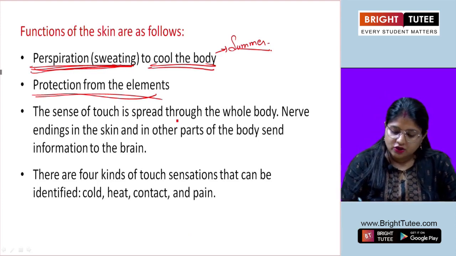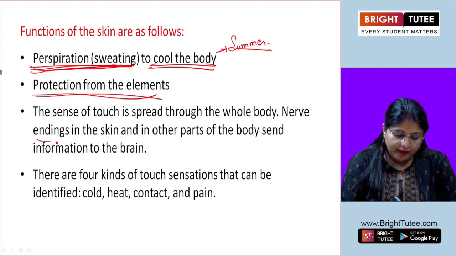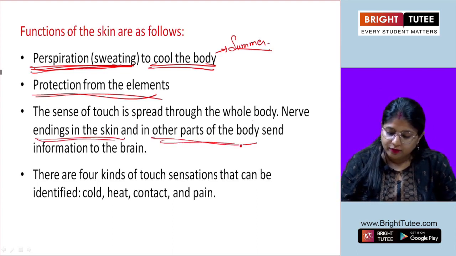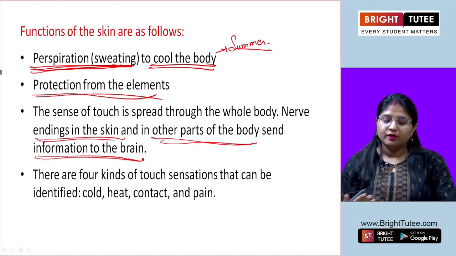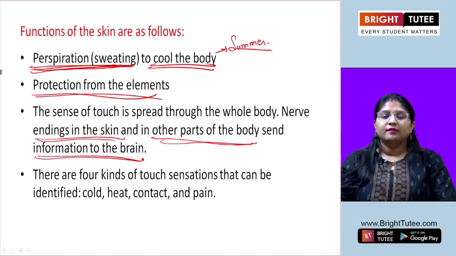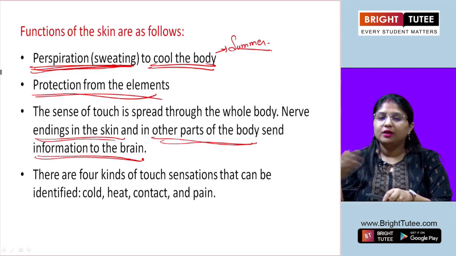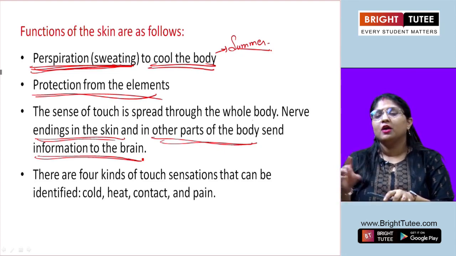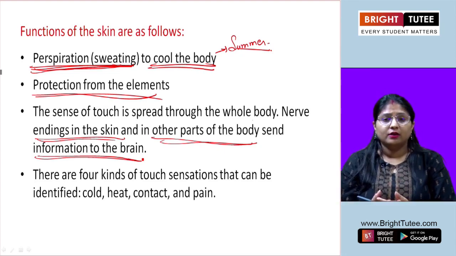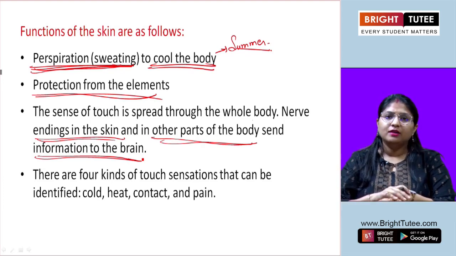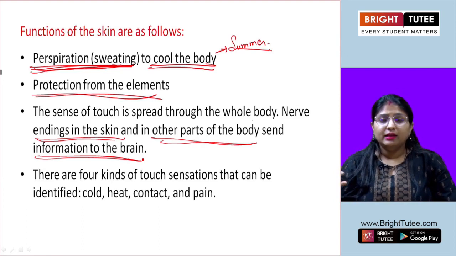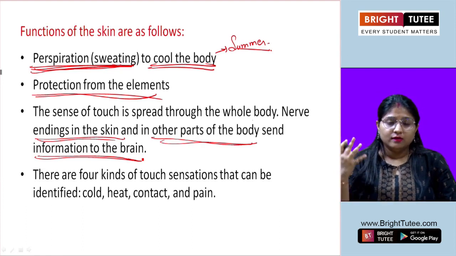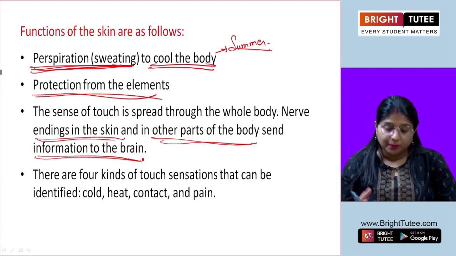The sense of touch is spread through the body. Nerve endings in the skin and in the parts of the body send information to the brain. So obviously, like we already saw, the sense of touch is also there. If somebody is not putting any pressure, if someone is not even causing any pain, but if somebody just touches the hand, you are able to feel it, right? You are able to feel that touch. It is because of the sense of the skin.